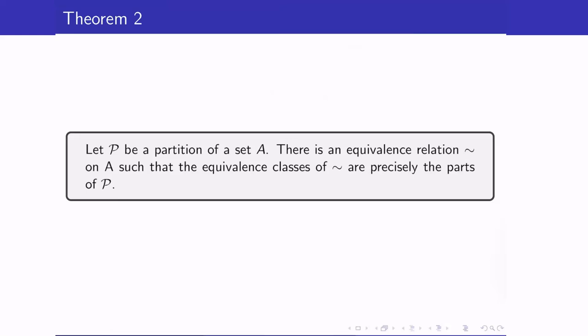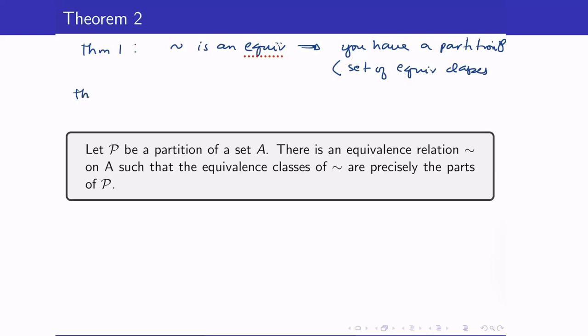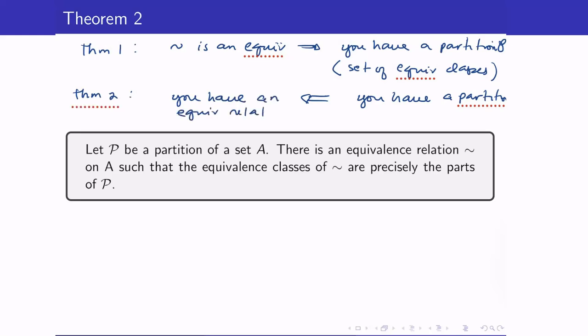Now, let's look at the next theorem. The next theorem says that here we have a partition on a set A. There is an equivalence relation on A such that the equivalence classes are precisely the parts of B. It's a little bit long, so let's see what is the relationship between theorem 1 and theorem 2. Theorem 1 is saying that if you have an equivalence relation, then you have a partition, and that partition will actually be the set of equivalence classes. Whereas theorem 2 is saying the other way around. You have a partition P, you can find an equivalence relation. And what will happen is that the partition, again, will turn out to be the set of equivalence classes.